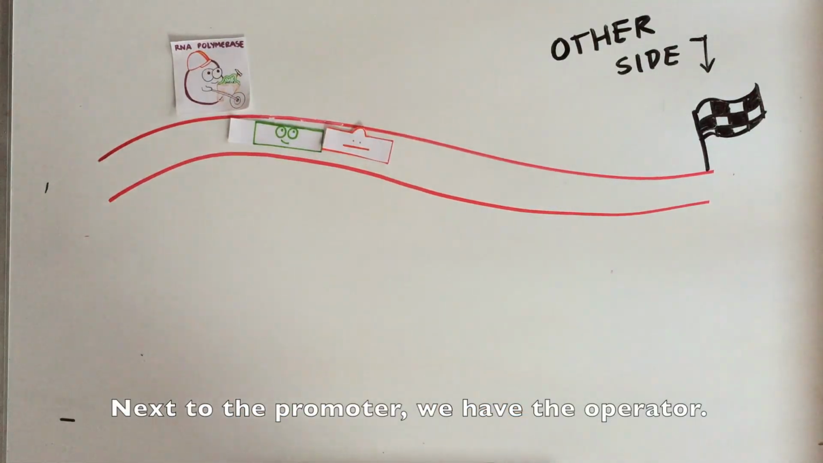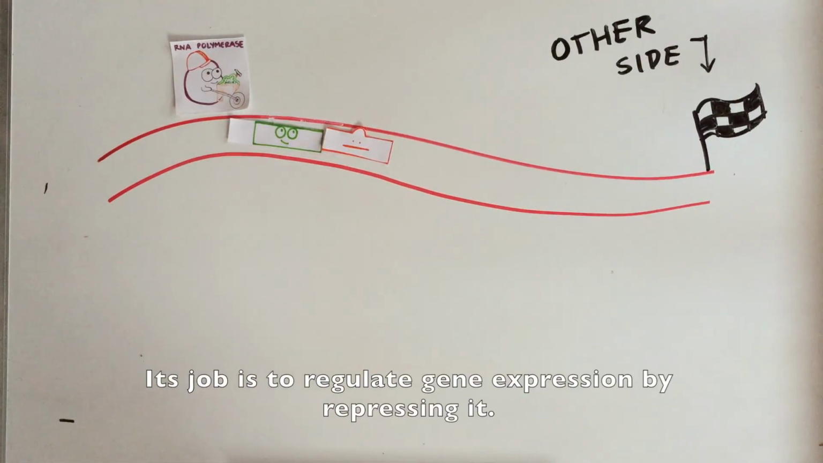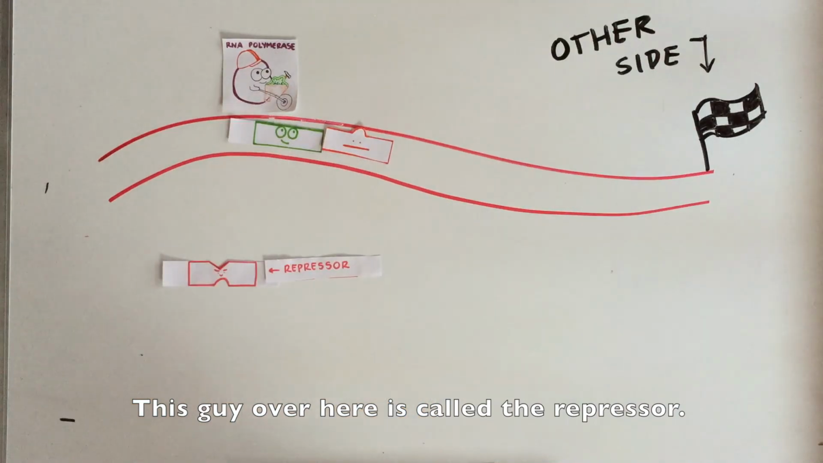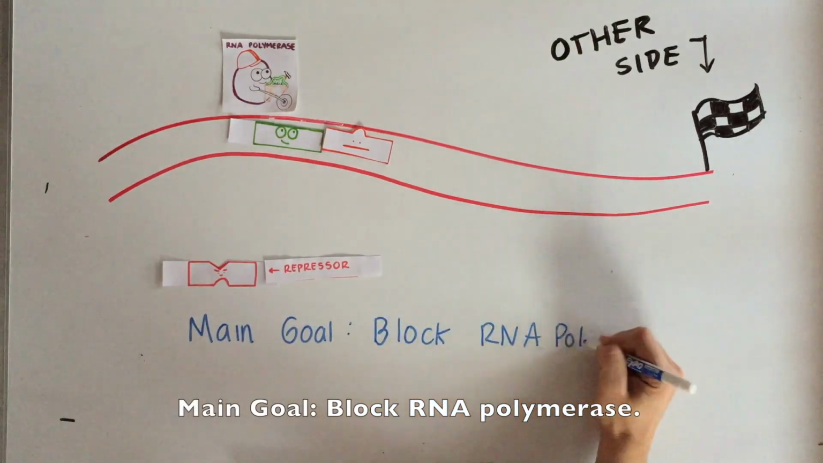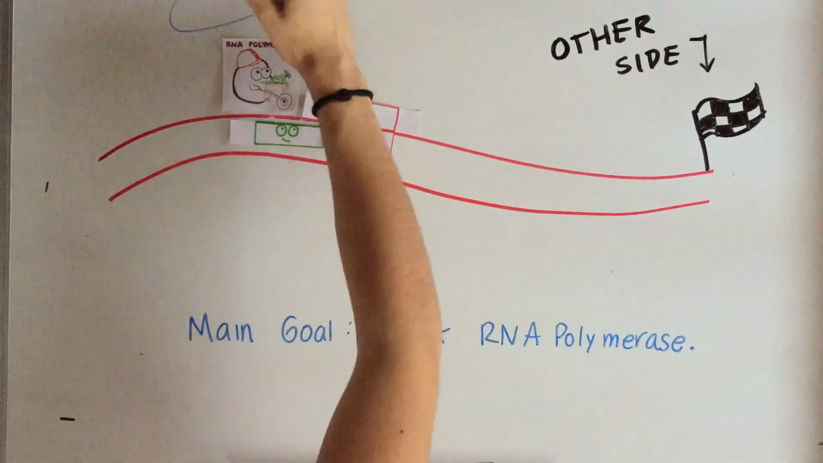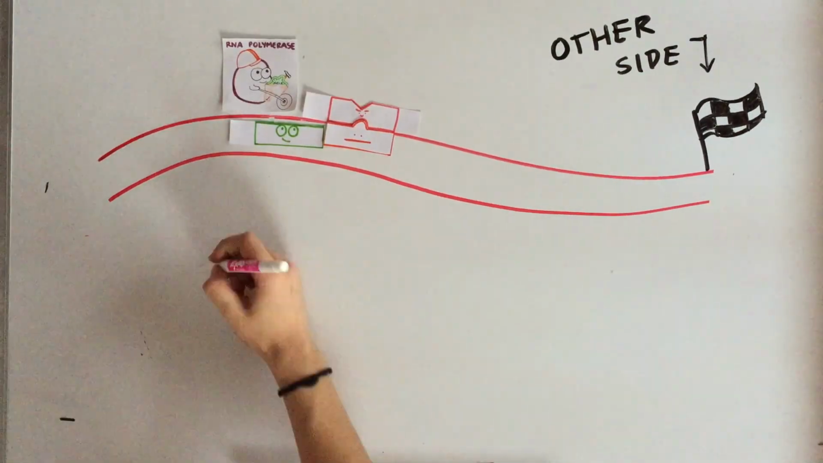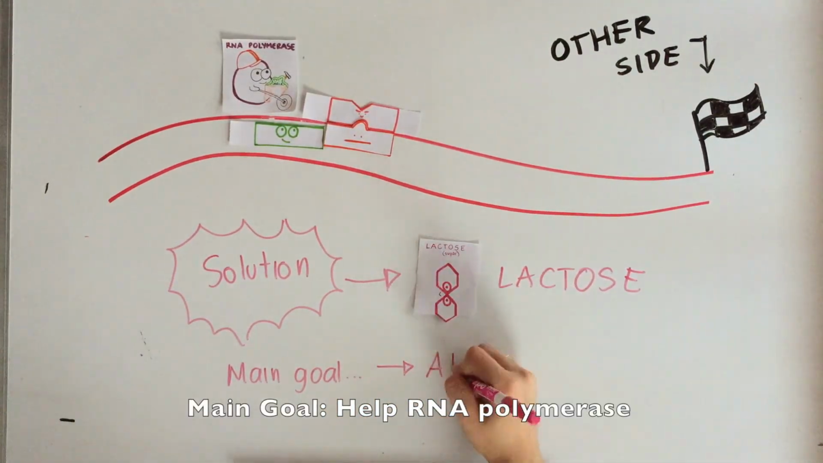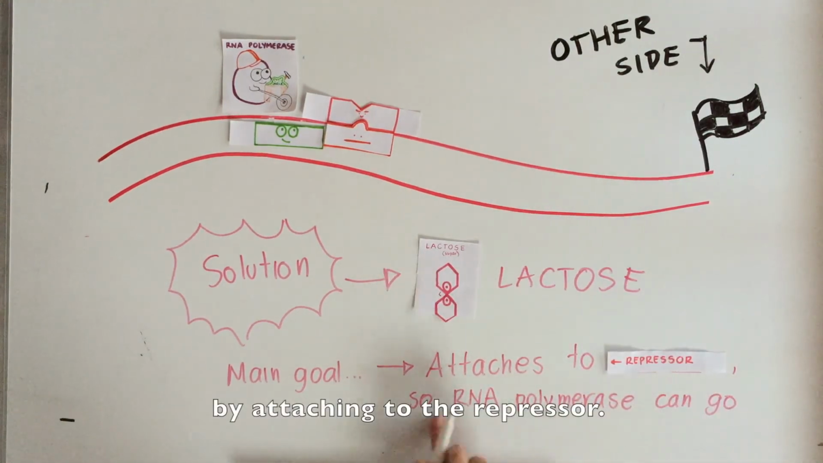Next to the promoter, we have the operator. Its job is to regulate gene expression by repressing it. This guy over here is called a repressor. Main goal: block RNA polymerase. Solution: lactose. Main goal: help RNA polymerase by attaching to the repressor.